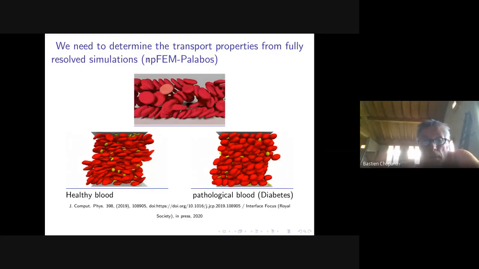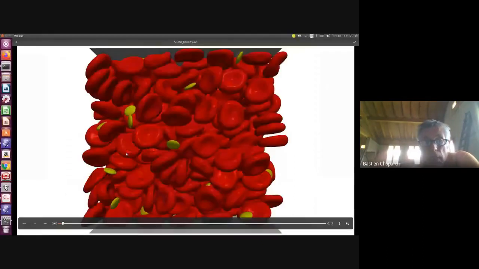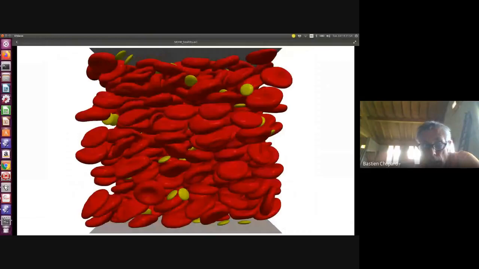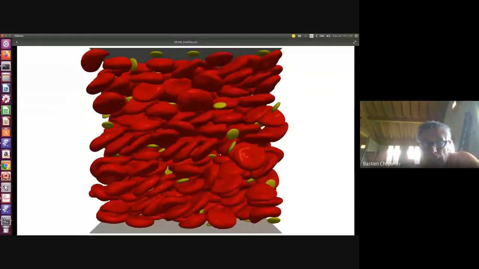So there's a finite element part for the red blood cell deformation. It's a fully validated model for red blood cells that you can see here in this reference where it has been validated. It has been coupled to the Palabos lattice Boltzmann for the fluid part, and we have an immersed boundary condition to do the interaction.